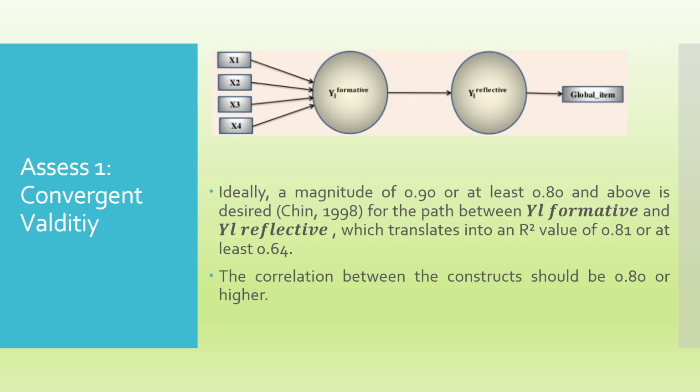Now see how we are checking the convergent validity. The first assessment: ideally, a magnitude of 0.90 or at least 0.80 and above is desired for the path between formative to reflective, which translates into R square value. If you take the square of this, it will be 0.81, and if you take the square of this, it will be 0.64. So this is the ideal situation. But even if it is more than 0.7, it is acceptable. So this is a formative construct. Why? Because arrows are coming inside. We want to check its convergent validity by having a single global item, this one, which is a reflective construct.